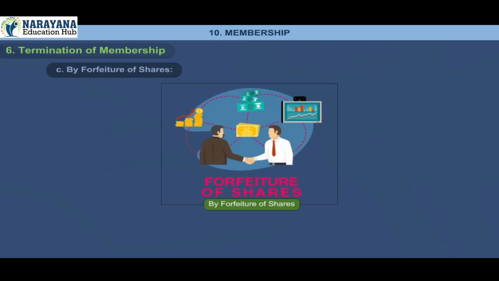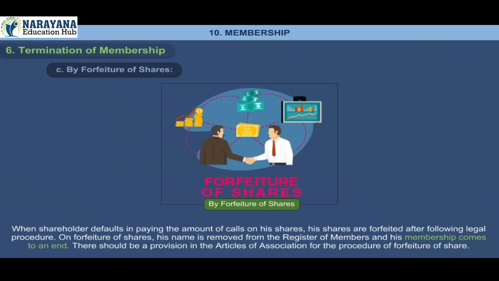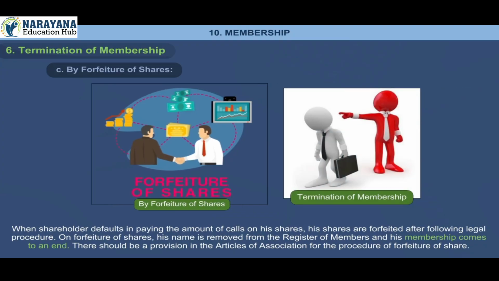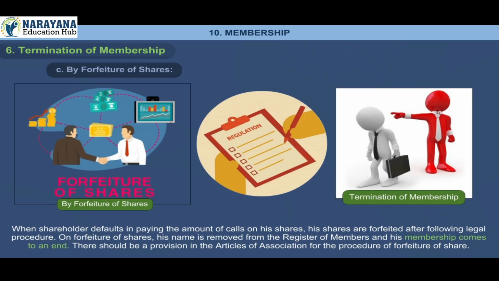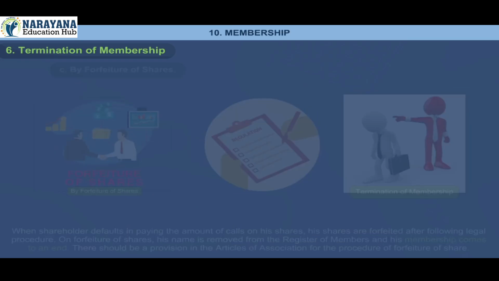C. By forfeiture of shares. When a shareholder defaults in paying the amount of calls, his shares are forfeited after following legal procedure. On forfeiture of shares, his name is removed from the register of members and his membership comes to an end. There should be a provision in the Articles of Association for the procedure of forfeiture of shares.